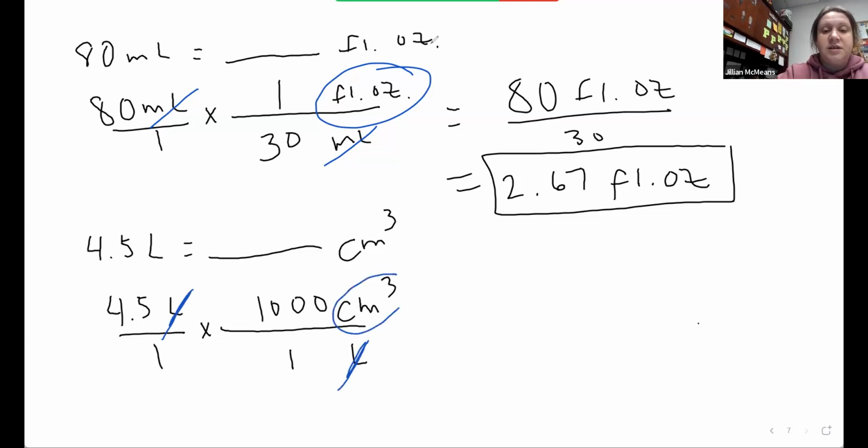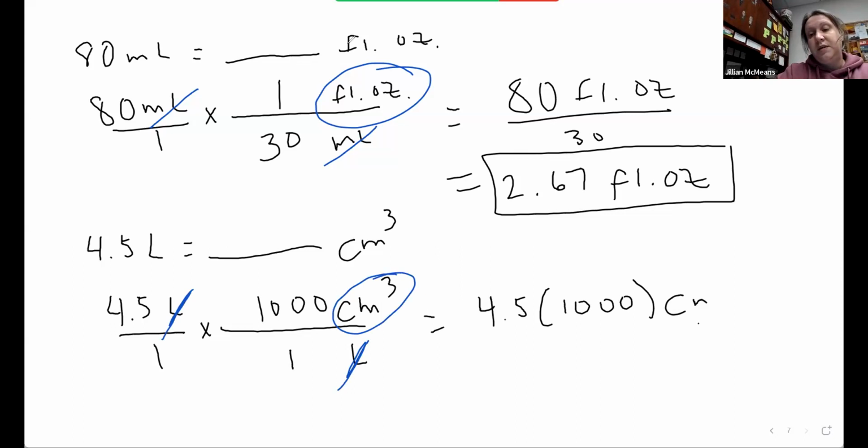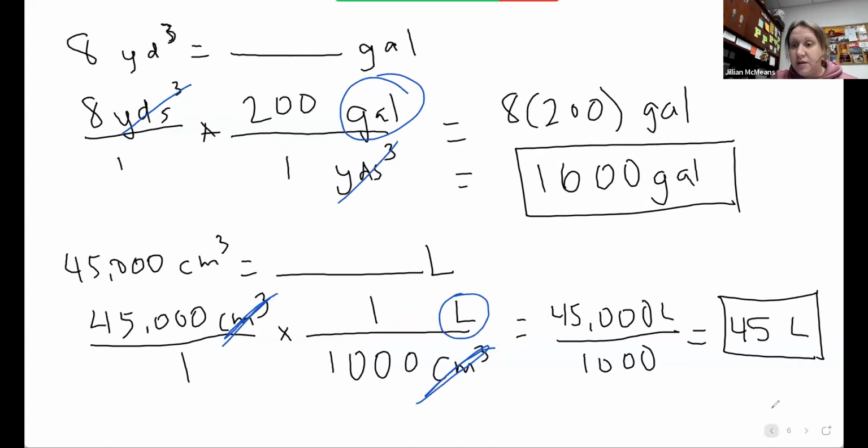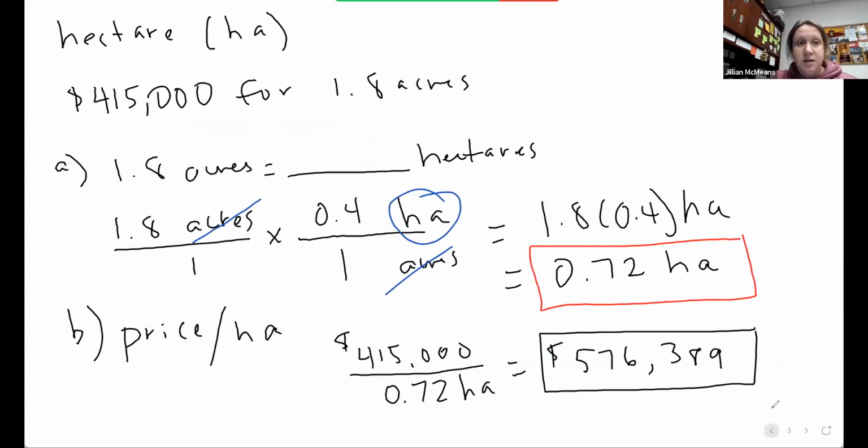Liters cancel, leaving our desired unit cubic centimeters in the numerator. Clean things up a little bit and we get 4.5 times 1,000 cubic centimeters. So 4.5 liters would be the same as 4,500 cubic centimeters. And that's it. So that's kind of the heart and soul of this section. It's really just dimensional analysis for almost everything. The only time we didn't really use dimensional analysis was right at the beginning of this.